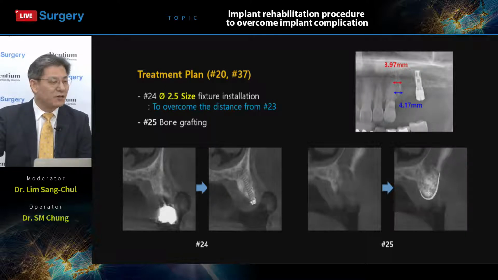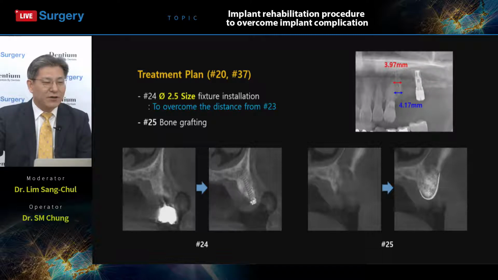What about this area? As you can see, in number 24 area there is available bone, but not enough. So considering this small volume of available bone, he has decided on a smaller diameter of 2.5, and a longer length, around 9, maybe 10, 11 millimeter. A smaller diameter implant will be placed on this area to maximize use of the remnant of available bone.